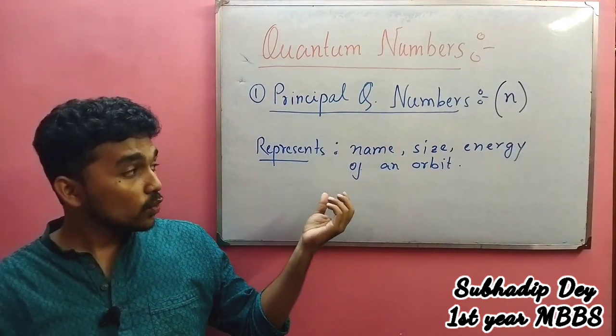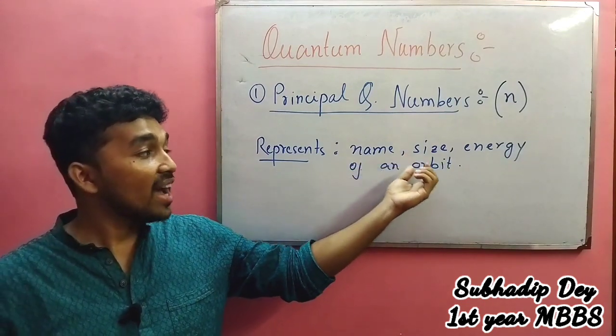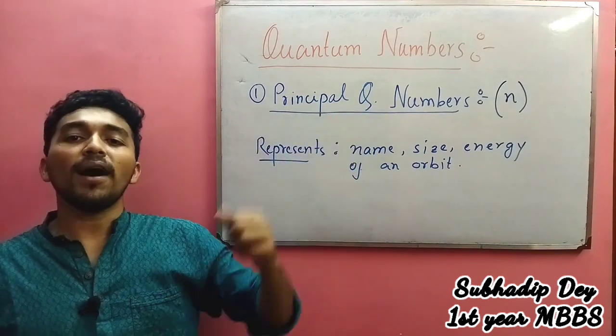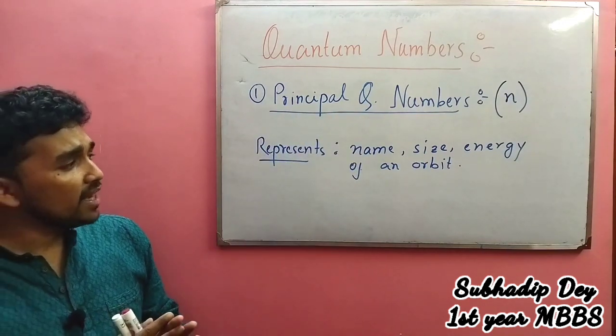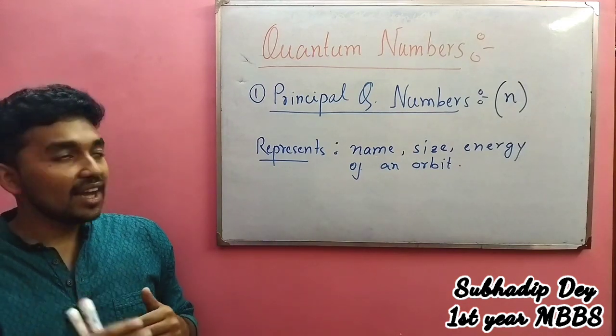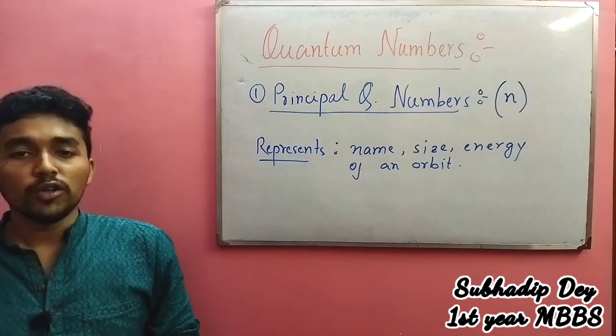तो इलेक्ट्रॉन जिस ऑर्बिट में है उस ऑर्बिट का नाम, साइज एंड एनर्जी इज रिप्रेजेंटेड बाय द प्रिंसिपल क्वांटम नंबर. तो अगर हमें एक इलेक्ट्रॉन का ऑर्बिट पता करना है तो हम किसे ढूंढेंगे? हम प्रिंसिपल क्वांटम नंबर ऑफ दैट इलेक्ट्रॉन को ढूंढेंगे.